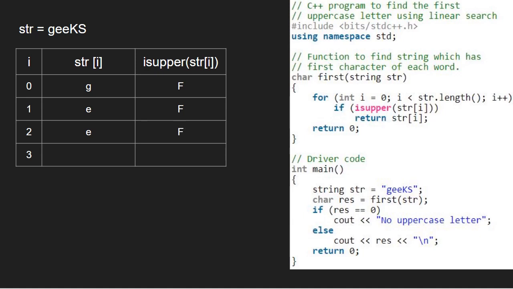Str at 3 is a capital K. Now, the if condition gets satisfied as K is in uppercase. So, we return str at i, that is K, to character res in the main function. Then we print K and that is the output.